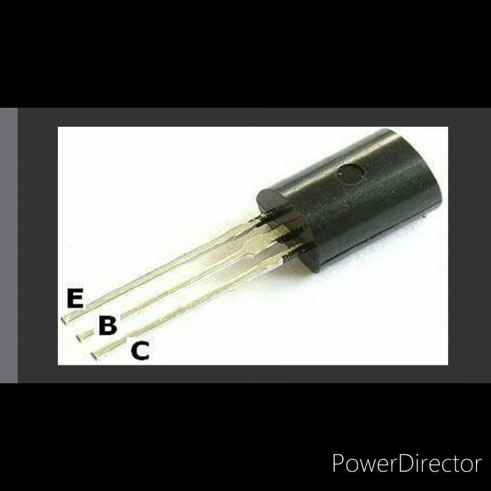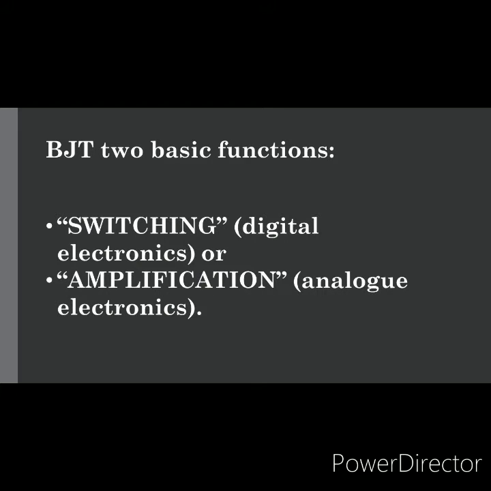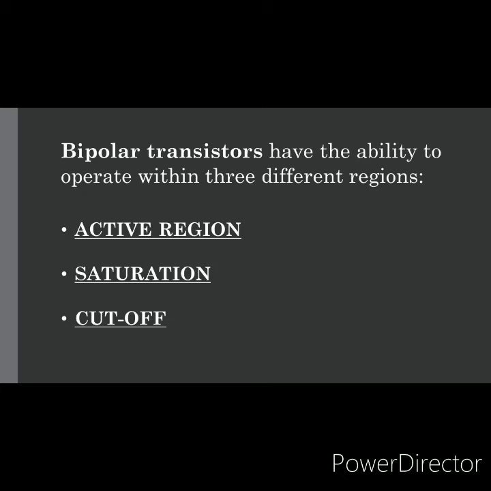Transistors are three terminal active devices made from different semiconductor materials that can act as either an insulator or a conductor by the application of a small signal voltage. The transistor's ability to change between these two states enables it to have two basic functions. Bipolar junction transistors' two basic functions are switching in digital electronics and amplification in analog electronics.